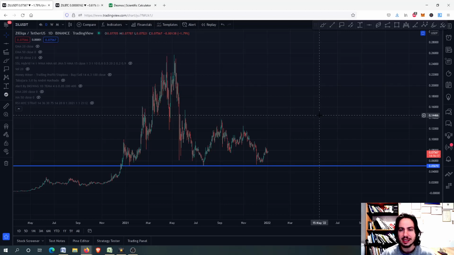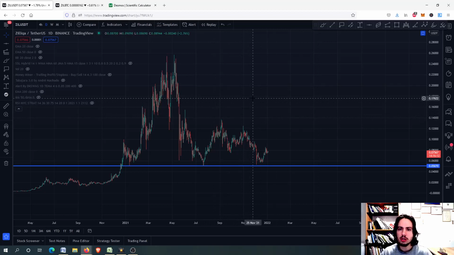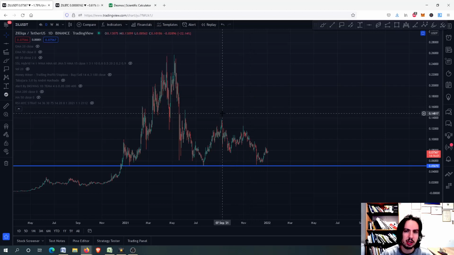Let's proceed quickly into the possible price action of ZIL. We are going to go with two scenarios, one very bullish scenario and one bearish scenario. We are going to start with the bullish scenario right there, and we are going to end with a bullish scenario with two different price targets, but I will explain what.